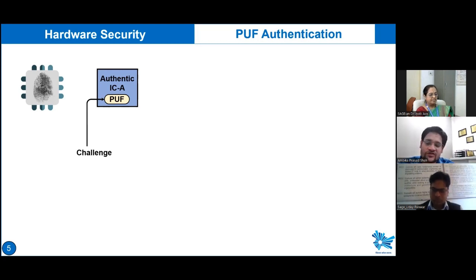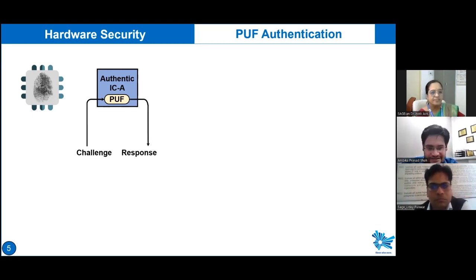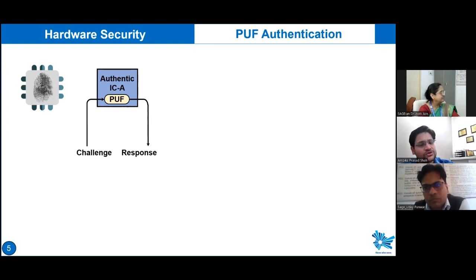Suppose I'm talking about IC1, the first IC, and I provide some challenge, it will give some kind of responses. Let me repeat it again: for each PUF, the challenge and response pair will be unique. And if the challenge-response pair is unique, what does it mean? If you know the challenge-response pair for any IC, you can compare it and check whether you have received the authentic IC or not.